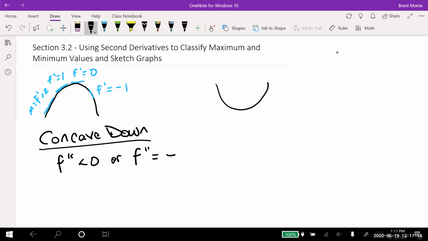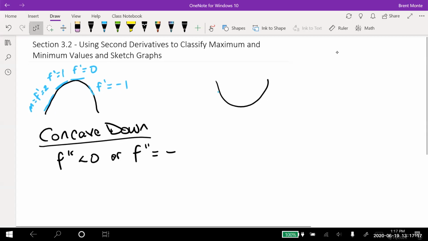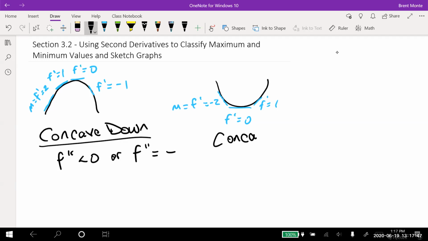Similarly, we can look at an upward parabola and look at those slopes. Maybe this slope here, the slope of the tangent line, is -2. And then over here, maybe it's 0. And then here, maybe it's 1. So we see the slopes are getting bigger, so the second derivative is positive because the rate of change of the slopes is positive. So we're going to call this concave up. And that's whenever the second derivative is greater than 0. Or we could just write f double prime is positive. So that's what we're going to look at, and that's what we're basing everything on.